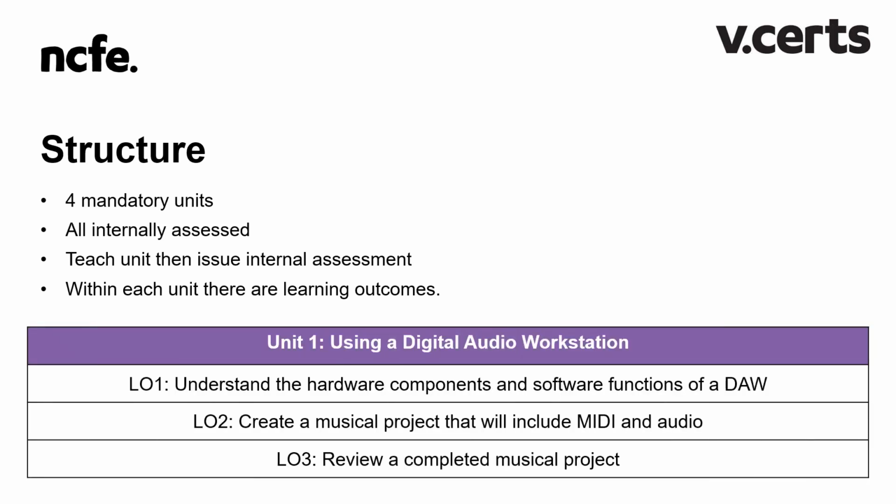Each unit has 3 to 4 learning outcomes that need to be taught, so let's look at an example for music technology. Unit 1 is using a digital audio workstation, and there are 3 specific learning outcomes. Understand the hardware components and software functions of a DAW, create a musical project that will include MIDI and audio, and learning outcome 3, review a completed musical project.